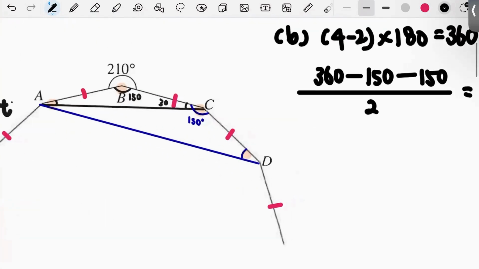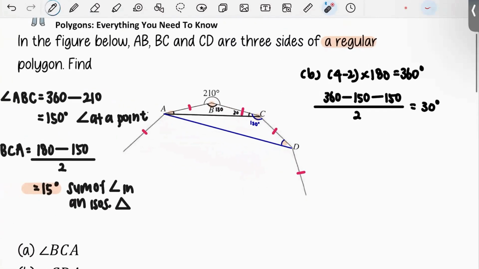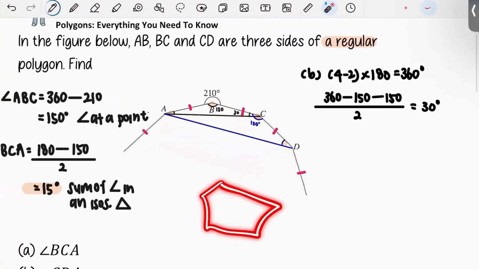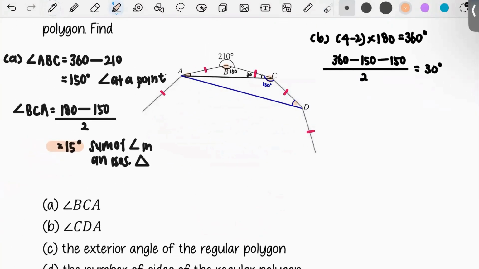Another possible way is you can see that these lines are parallel. So you have your interior angles, this plus this, add up to 180. An ugly shape like that, it's a funny shape, right? But 1, 2, 3, 4, 5, you also can use the sum of interior angles formula. So we settled this one as well.